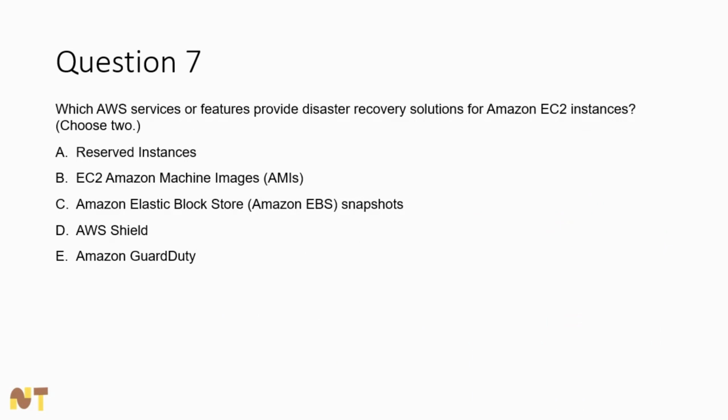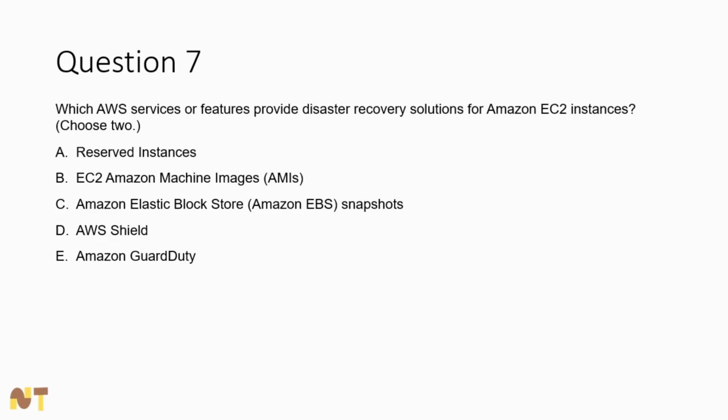Which AWS services or features provide disaster recovery solutions for Amazon EC2 instances? Choose any two options. Options are: reserved instances, EC2 Amazon Machine Images, that is AMIs, Amazon Elastic Block Store, that is EBS Snapshots, AWS Shield, and Amazon GuardDuty.